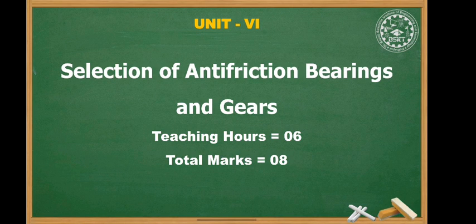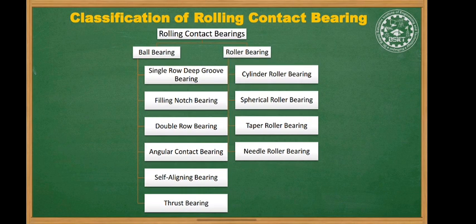In last session we have started with our sixth unit, that is selection of anti-friction bearings and gears, and in this session we will continue with the same. So let's talk about the classification of roller contact bearing. Roller contact bearings are classified into two major groups. First is ball bearing and second is roller bearing.